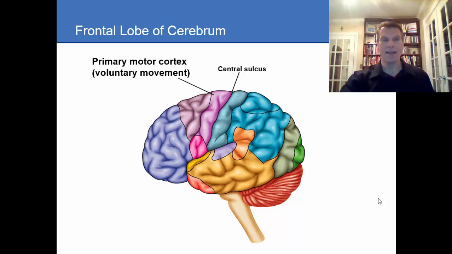As we move back, we'll come to a portion of the brain. In this diagram, it's purple. And that's our primary motor cortex. Our brain obviously controls our muscle movement, but it's this portion of the brain that is responsible for flexing our biceps, walking, any kind of muscle movement we do. You'll notice the central sulcus is also labeled. The central sulcus is a deep groove that separates the frontal lobe from the rest of the brain.